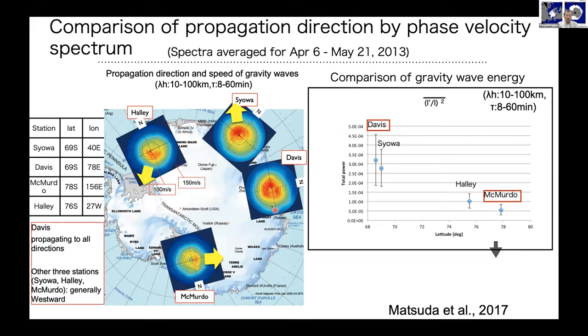By integrating this phase velocity spectrum over all the phase speed, the total variance of I prime over I due to gravity wave can be calculated. The right panel shows the wave energy is larger at Davis and Showa by a factor of 5 or so than Halley and McMurdo, which are about 7 to 9 degrees higher in latitude, or closer to the South Pole.